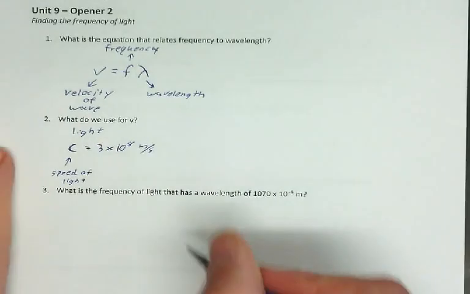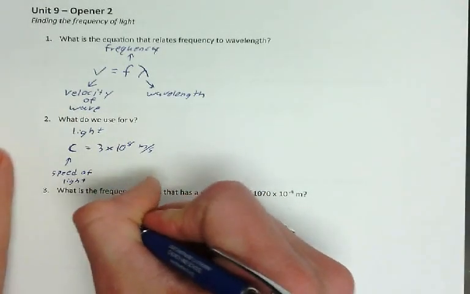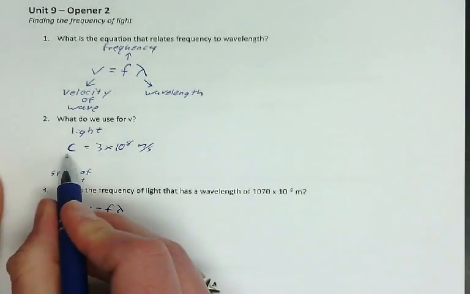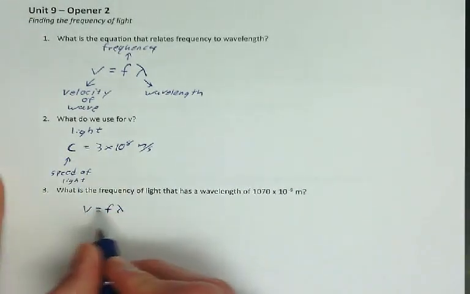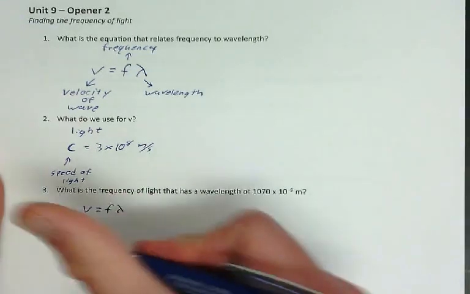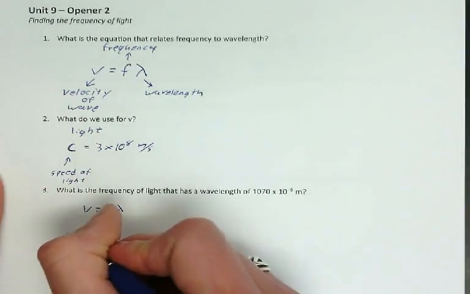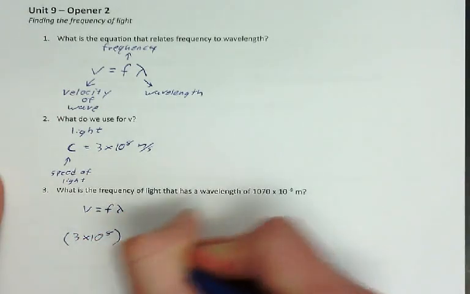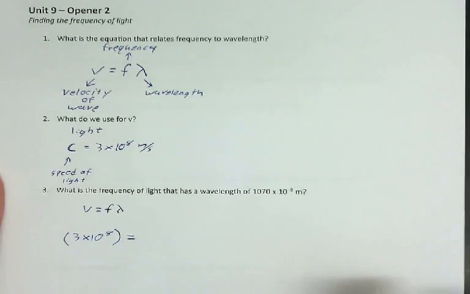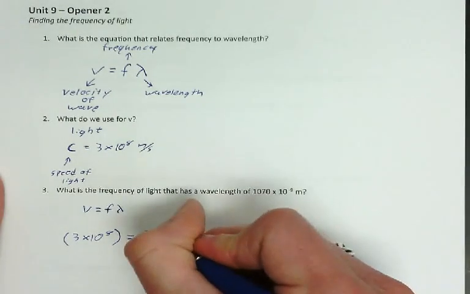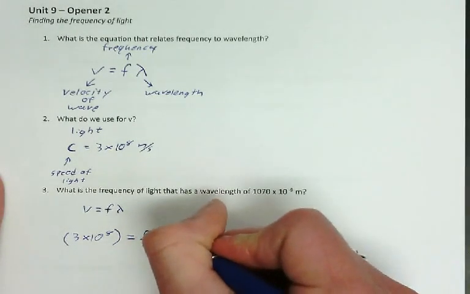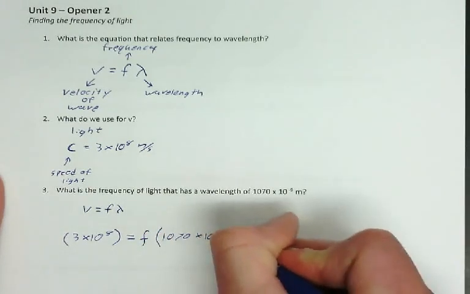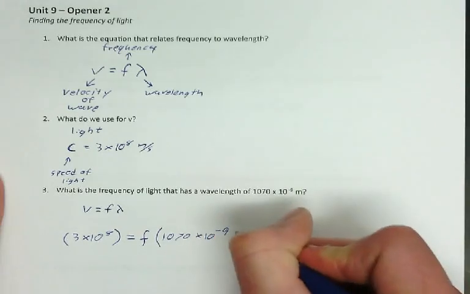So what you do is you set up your equation, V equals F lambda. But we're talking about light, so the value we're using for light is C. So it's really C equals F lambda. But the value we're going to plug in for V is 3 times 10 to the 8th, equals F times the wavelength, which is 1,070 times 10 to the negative 9th.